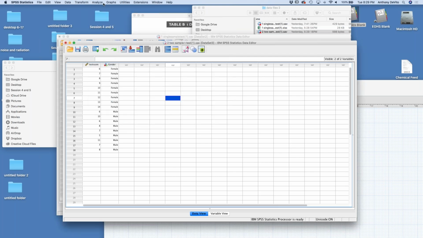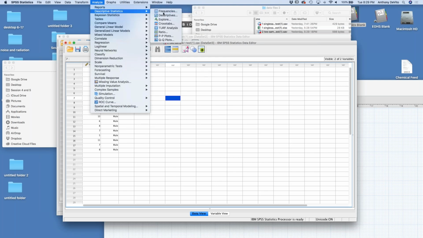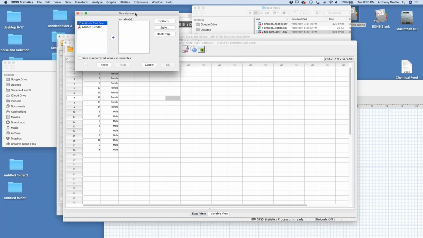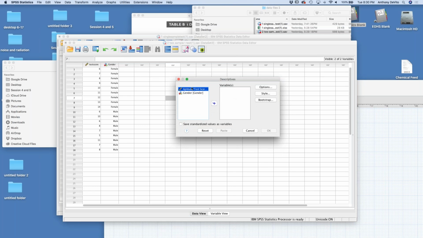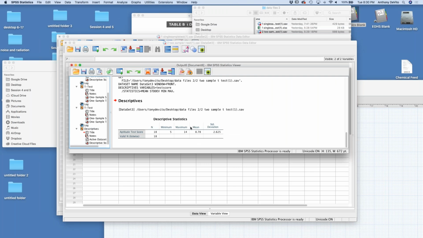first I'm going to go to Analyze, Descriptive Statistics, Explore. Actually, first, before I do that, just to point out how this works, Descriptive Statistics, Descriptives, and I can tell that I'm interested in the descriptive statistics for the aptitude test scores, the means. So I'm going to click OK, and SPSS will calculate the mean for the test scores for me. The average test score was 8.78, and there were 18 subjects. Unfortunately, it gave me the average test score for all of the males and females combined. So I'm really more interested in comparing the male test scores to the female test scores.